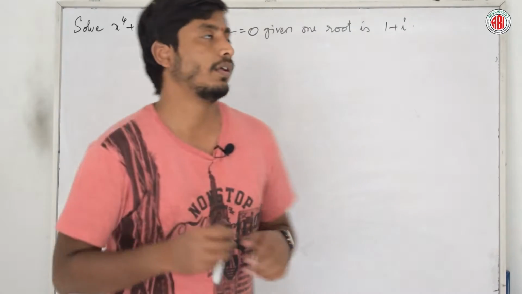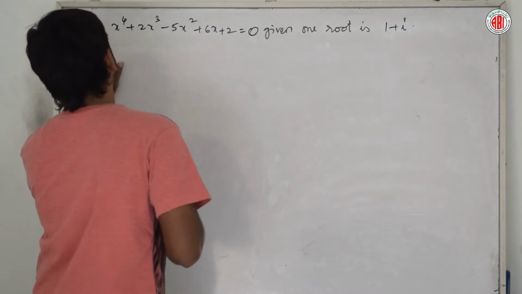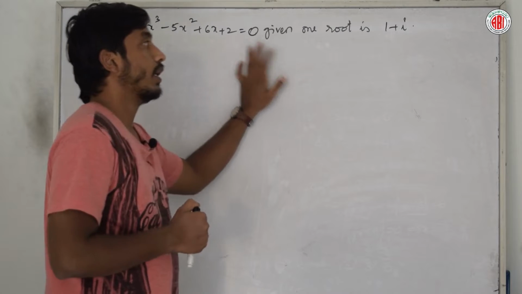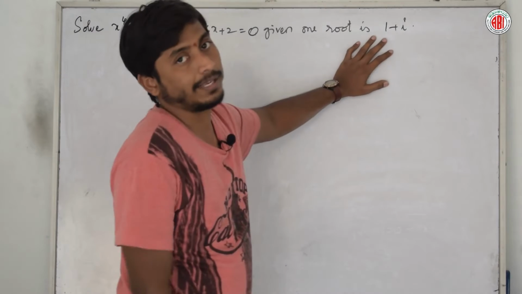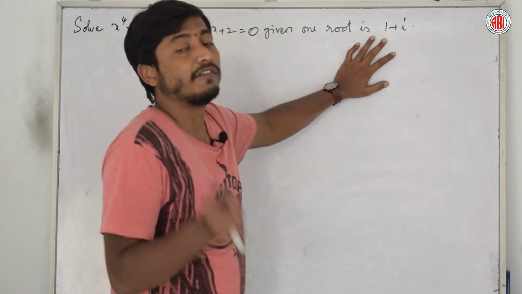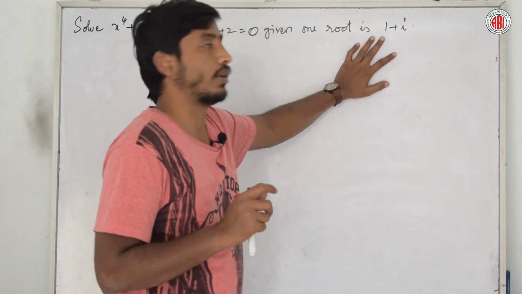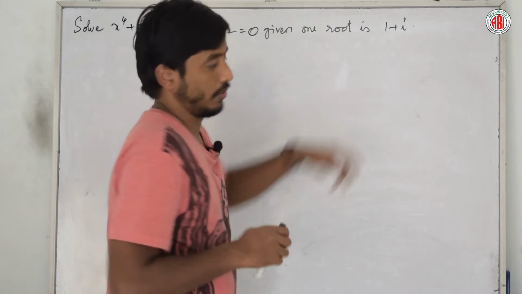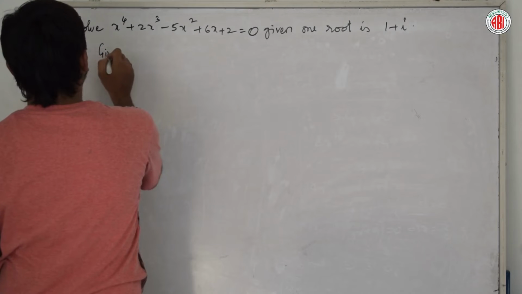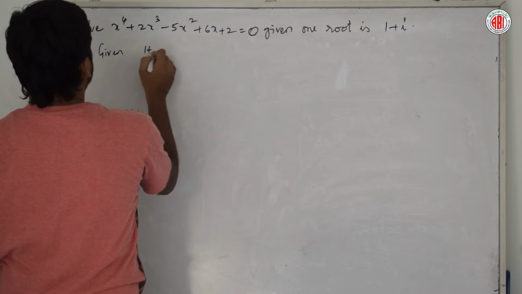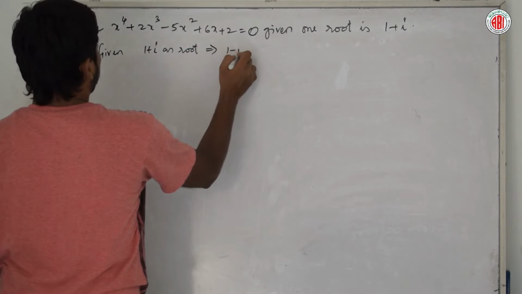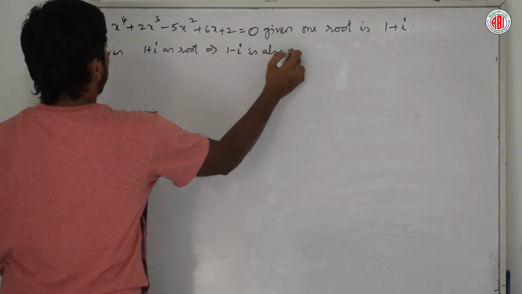Okay, see here, the question is given as: solve x power 4 plus 2x cube minus 5x square plus 6x plus 2 equal to 0. Given one root is 1 plus i. What does this mean? Wherever 1 plus i is there, remember that 1 minus i is also a root. So given 1 plus i as a root, since it is irrational, 1 minus i is also a root.